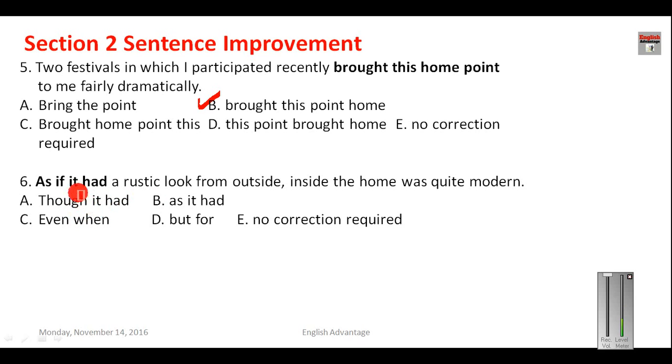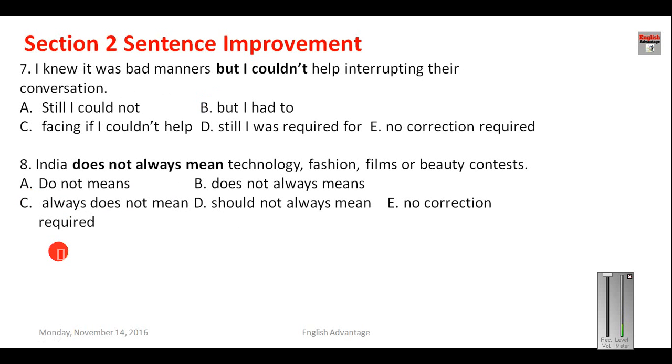Even though and though are the same thing. Even though is much stronger than though. So, though it had a rustic look from outside, inside the home was quite modern. So here, question number 6, your answer will be A. You have to write down your answer in a paper or in a register, in a copy, and after this video is over you have to add all your marks and then tell me your final score.